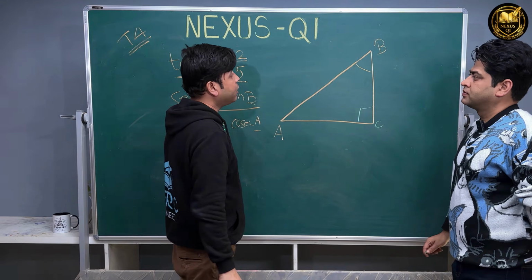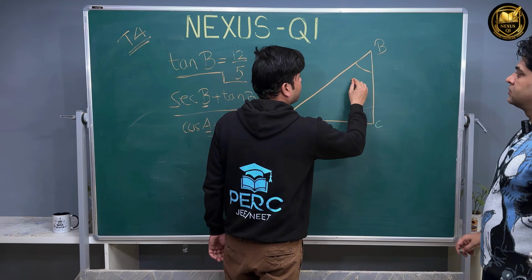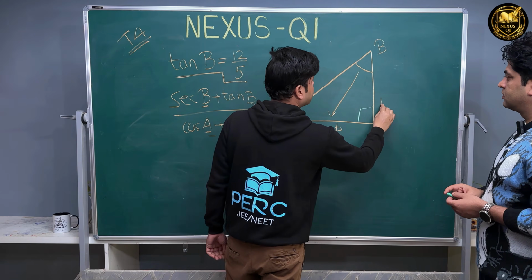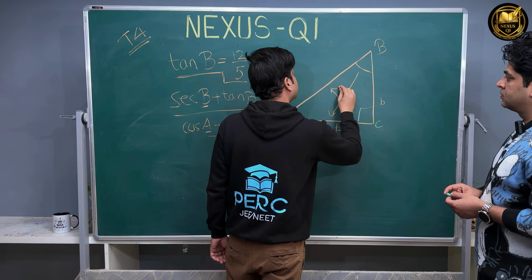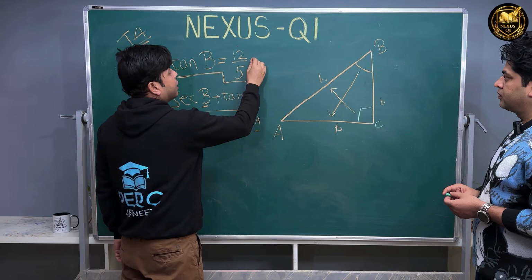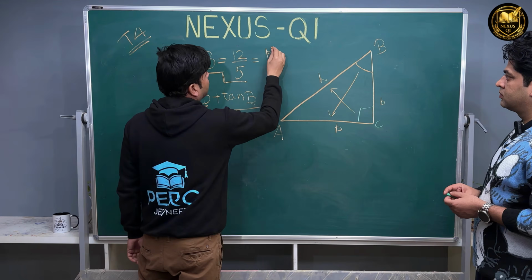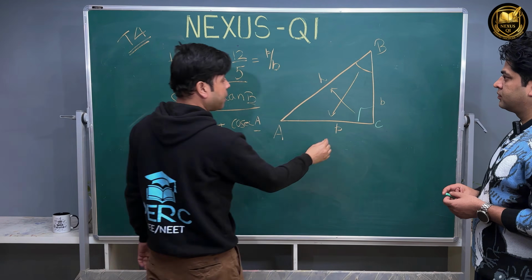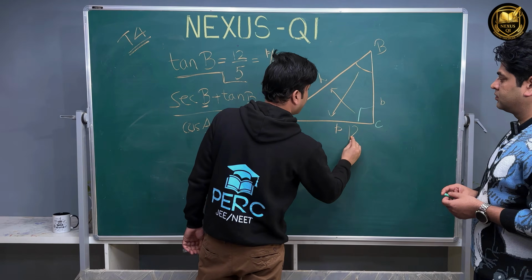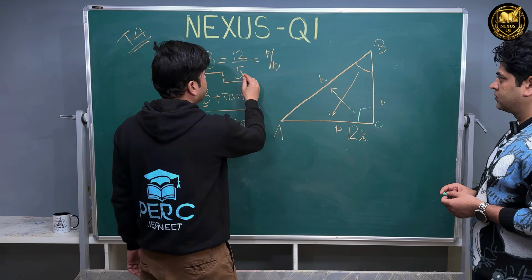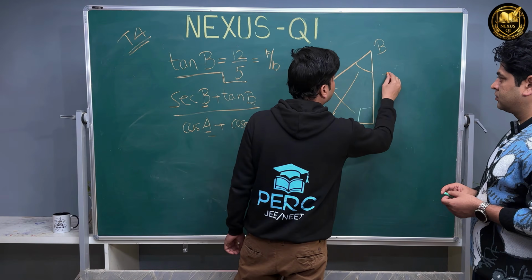So tan of angle B, for angle B they are talking about. For this angle, this becomes the perpendicular, this becomes the base, and of course this is the hypotenuse. Tan of any angle is the ratio of perpendicular by base. So this is the perpendicular, 12, put here 12x. Then the base is 5, put here 5x.